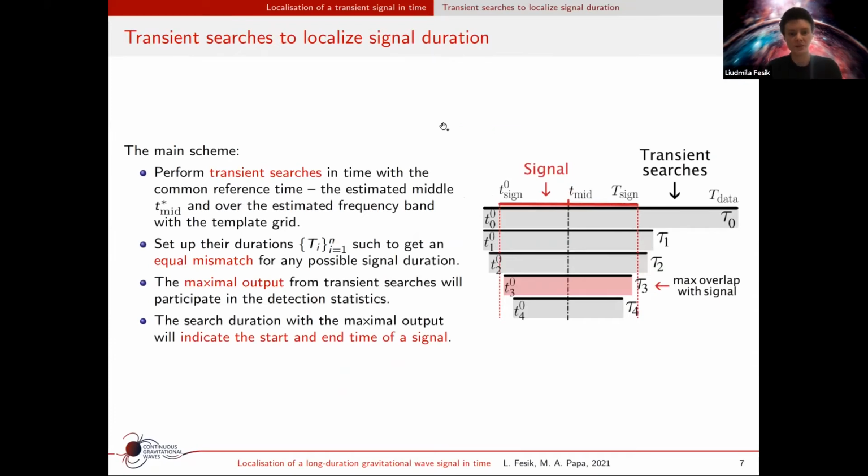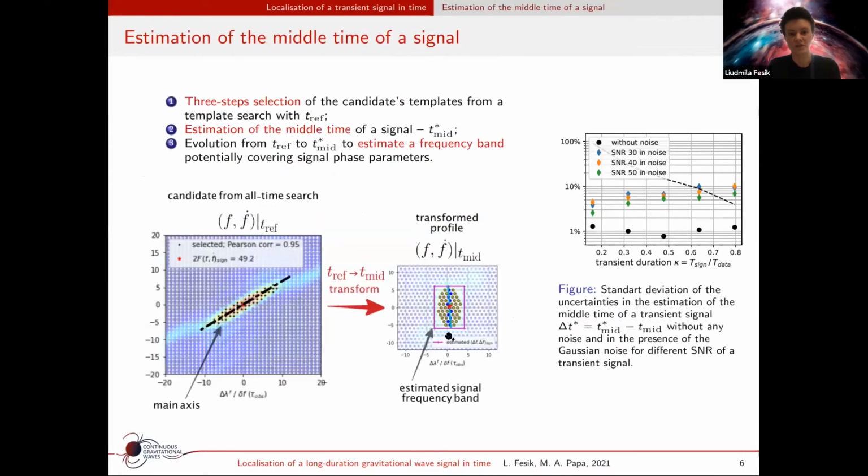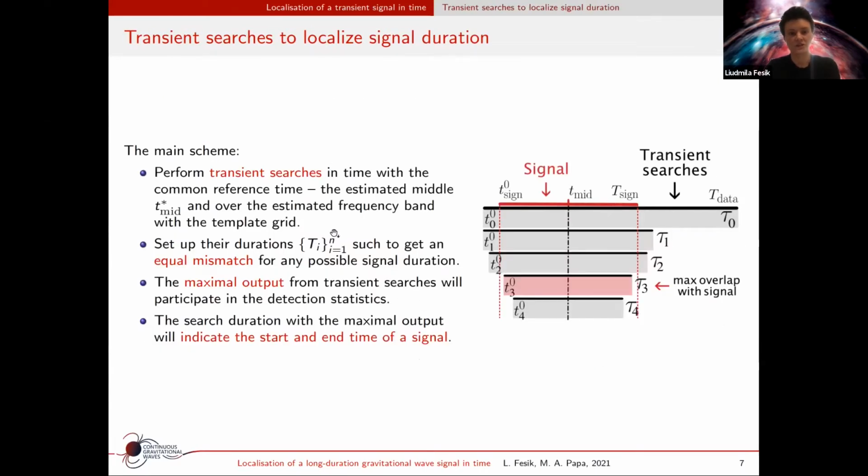Now, once we have estimated the middle time, we can localize the signal duration, so estimate the start and the end time of the signal by applying transient searches. The transient searches will be template searches over the frequency dot bands that we estimated, with different time durations but with a common reference time of these searches at the estimated middle time. So, as shown on this scheme, the estimated middle time and the actual middle time are the same.